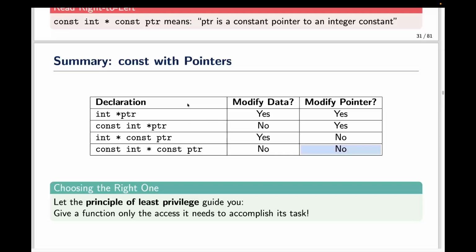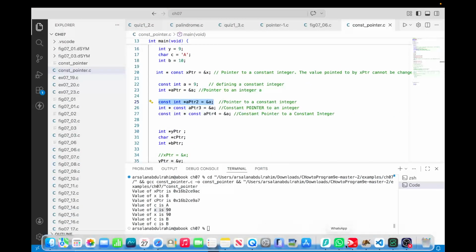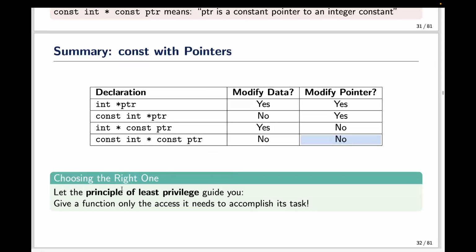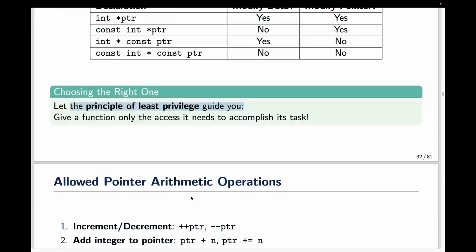So this is a very important table. Please understand this table and go through these slides. I will share this file with you, so that you have an idea what I'm actually talking about. Then next thing, choose the right one. Let the principle of least privilege guide you, giving a function only the access it needs to accomplish its task.